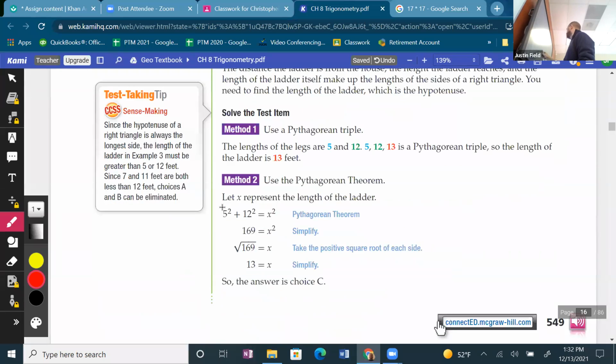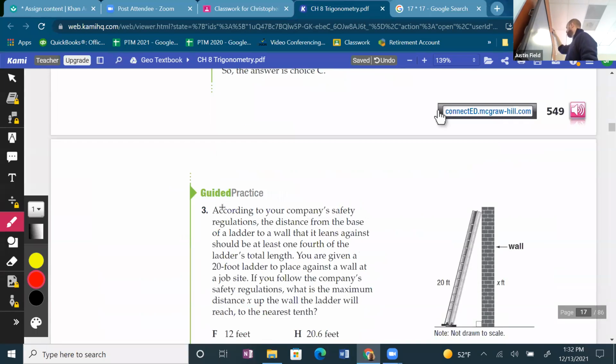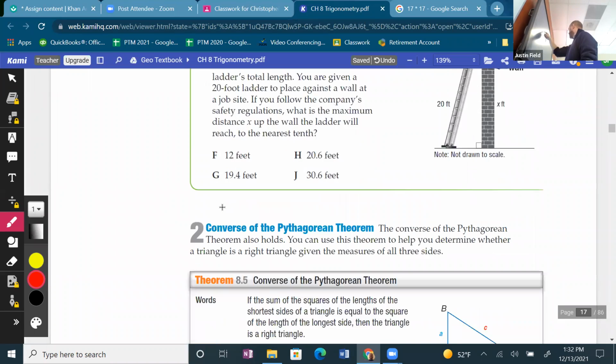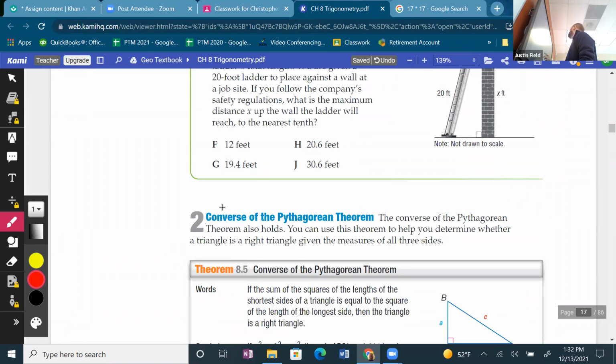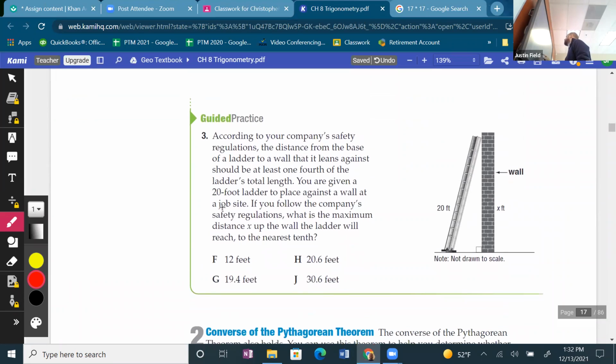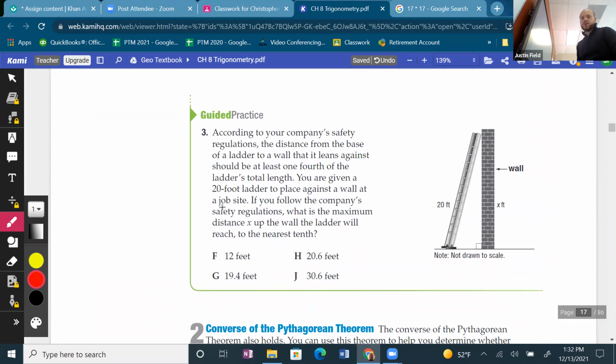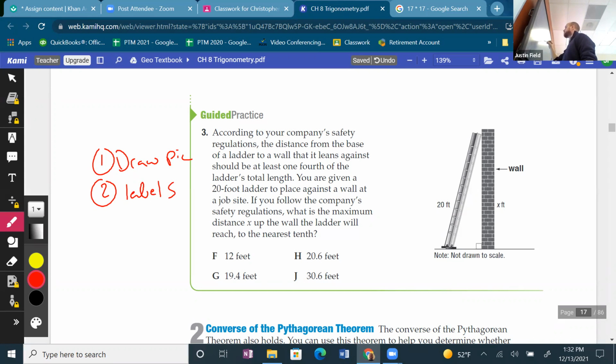All right, standardized test practice, no problem. Guided practice, and now, oh yes, of course, word problems. Just make sure with a word problem that you draw a picture, label sides, and apply the Pythagorean theorem. Okay, we'll do those.